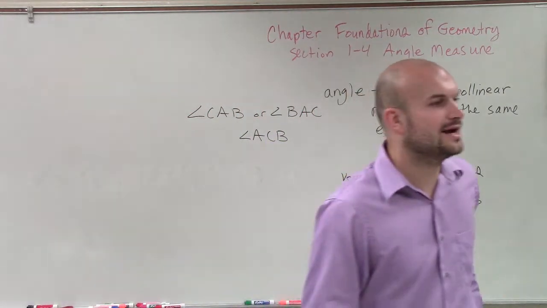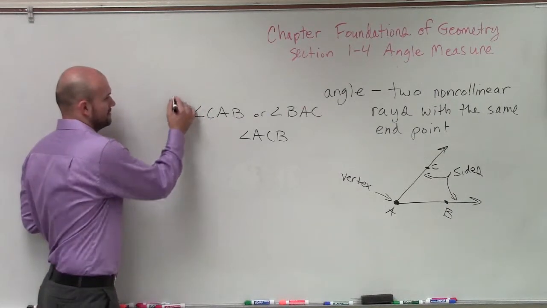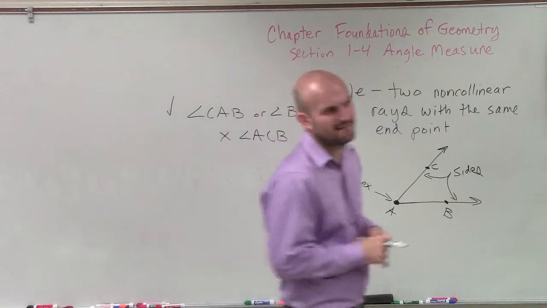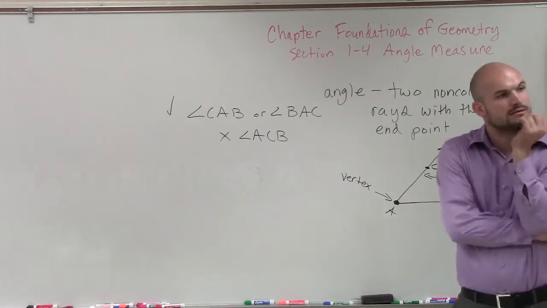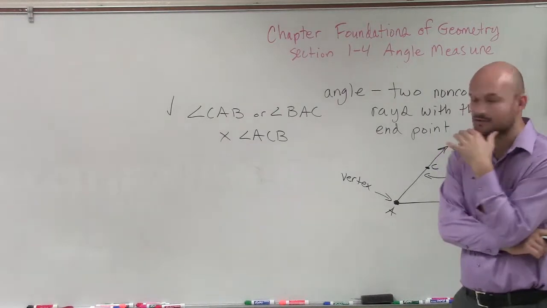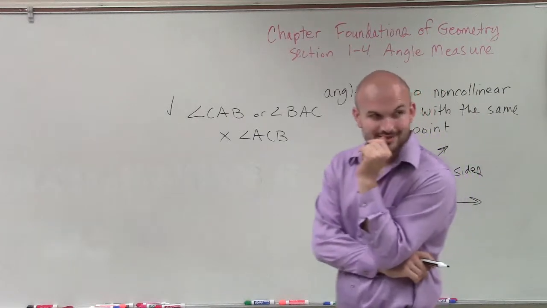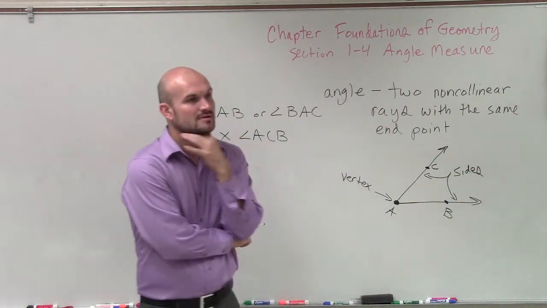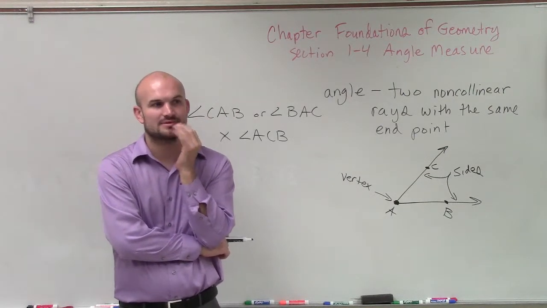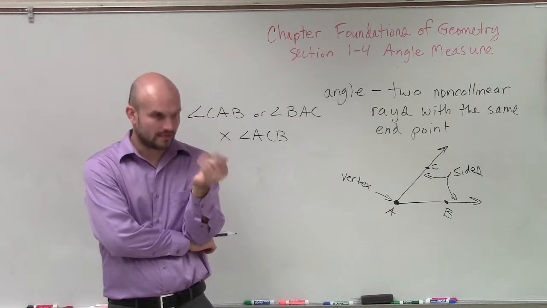Now, I'm going to ask you over there, what is wrong with angle ACB? Mr. Hauser, why could I not choose angle ACB? These are correct. That one's wrong. Why are these two correct and that one's wrong? What do you think? A is the vertex. Okay, yes, that's correct. So what does the vertex have to do with how I label them? You're on the right path.